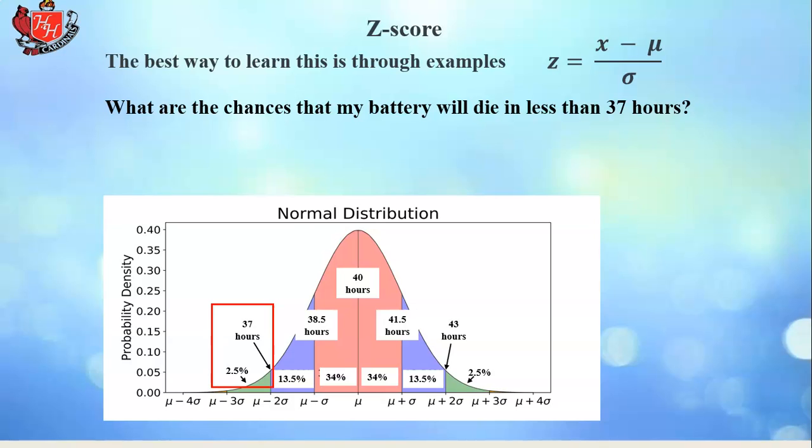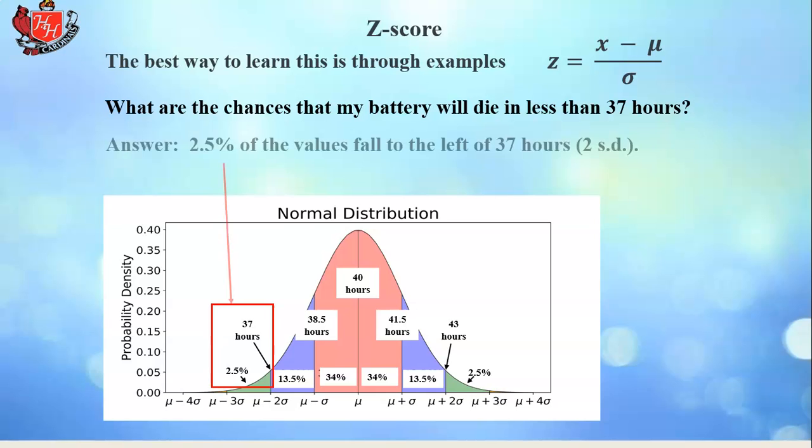So what are the chances that my battery will die in less than 37 hours? Well, I just told you. There it is. 2.5%. So everything to the left of that intersection between the blue and the green.